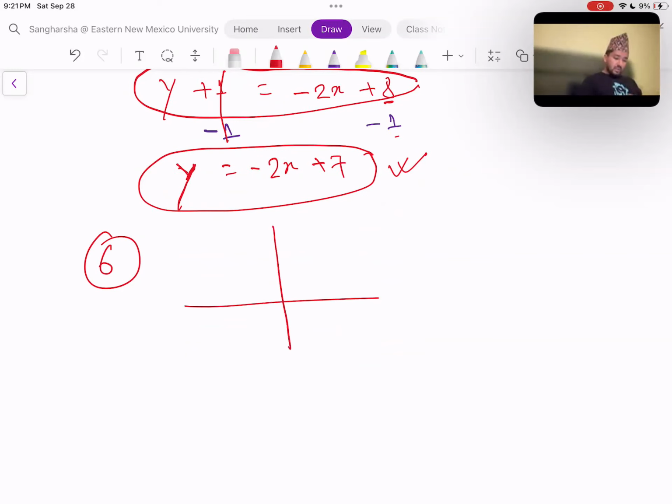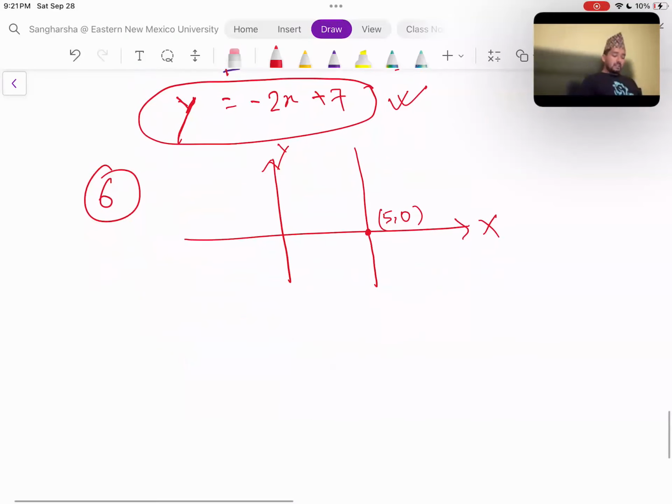Okay, so let me draw the x-axis and y-axis. This is our x-axis, this is the y-axis. And we have a vertical line, okay? And this line passes through (5, 0). And we are asked to find the equation of the line. Now, how do we find the equation of every vertical line?